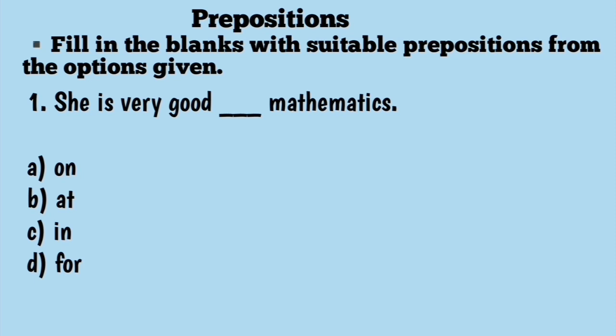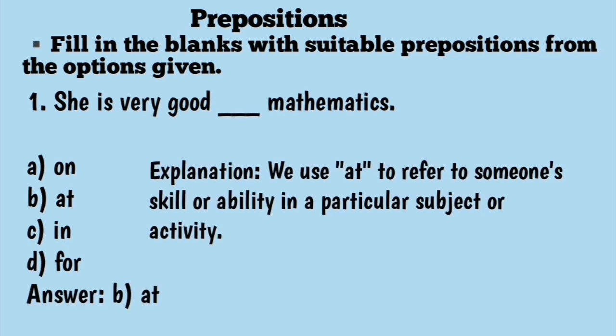Number 1. She is very good dash mathematics. Option A on, option B at, option C in, option D for. Answer is option B at. We use at to refer to someone's skill or ability in a particular subject or activity.